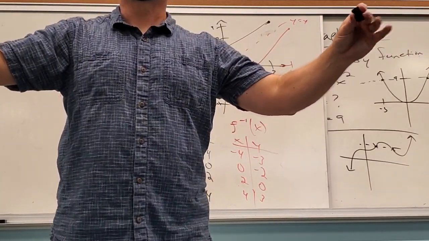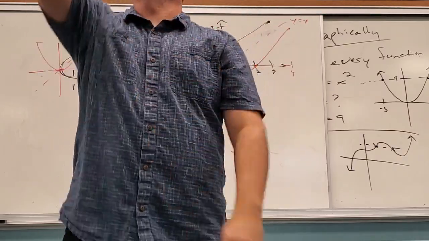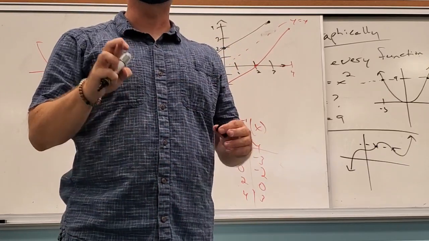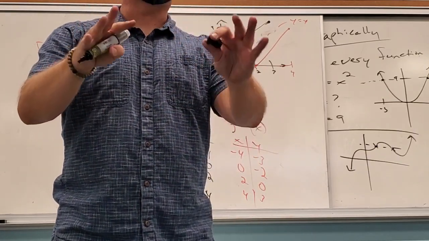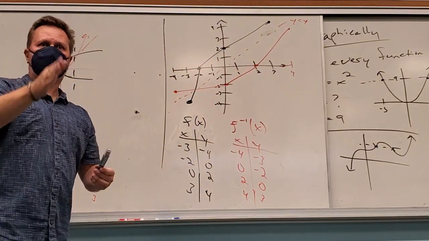Some of you guys get what I'm saying? Don't flip the whole thing. Just do a horizontal line test. Instead of flipping it and then doing a vertical line test, just do a horizontal line test. So it's a whole other way to see why the horizontal line test makes sense. It is my hope. Okay.